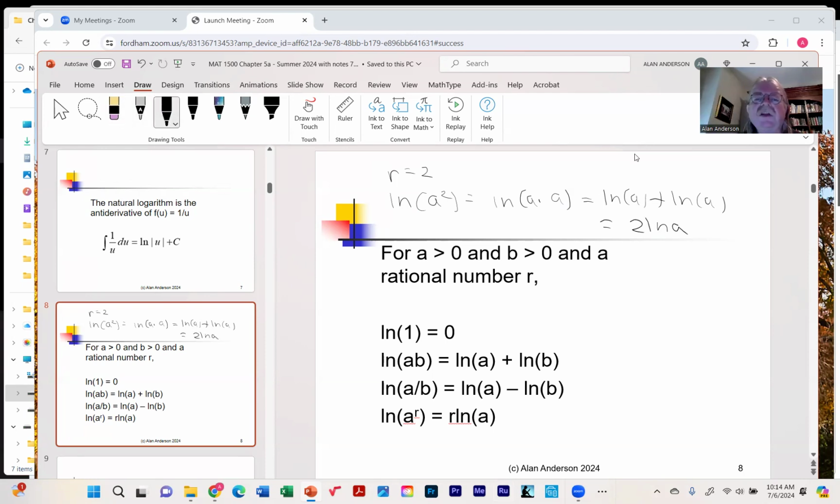All right. So in other words, just to illustrate an example of this, if r is 2, then you're looking at the log of a squared, which is the log of a times a. And based on this property, that means it's the same thing as log a plus log a, which in turn is simply equal to 2 log a. Okay, so that's why this last property holds. This last property is essentially an extension of this property.